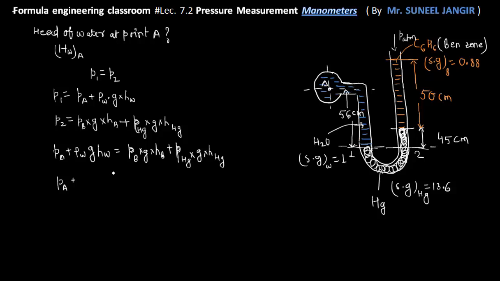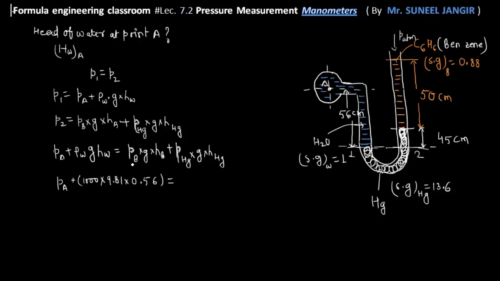Now, specific gravity of water is given, that is 1. So obviously we can write that rho of water will be 1000, and this will be g here. We know the value, so we can write this is 1000 into 9.81, and this is 56 centimeter. So we can write this is 0.56 meter.